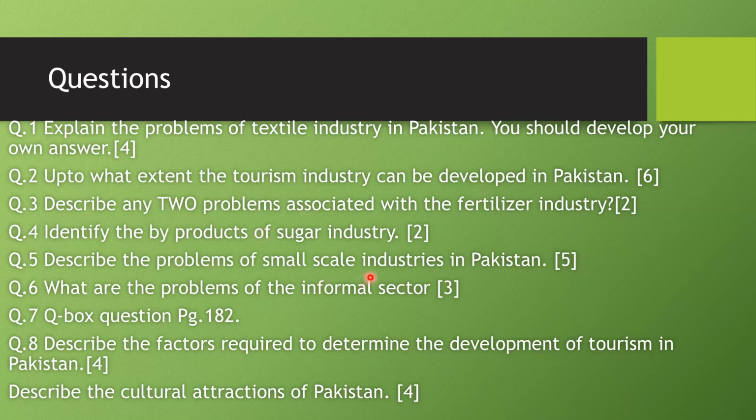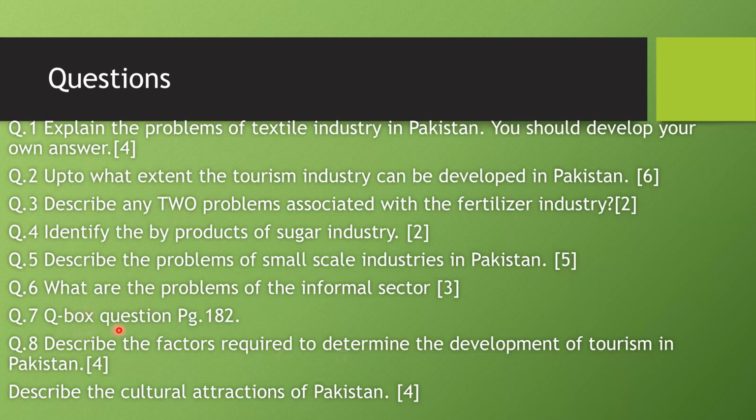Moreover, describe the problems of small scale industries in Pakistan. That is also a question that you can do very easily. What are the problems of the informal sector? That is also a question that we have discussed. You can do it easily. Question number 8, describe the factors required to determine the development of tourism in Pakistan. That is also a question you can do very easily.